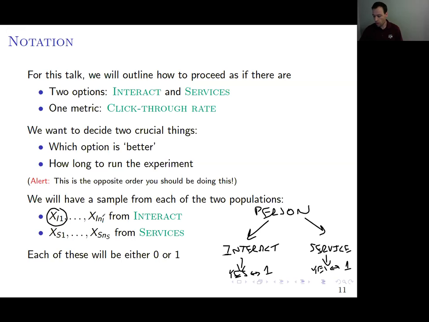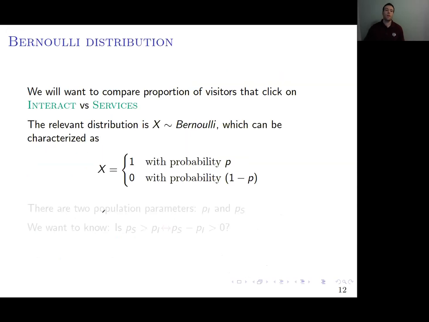So the total number of users that are going to get sent to the interact version of the website is going to be n sub I. Total number to services, n sub s. And those might be the same or they might be different, so you need to kind of choose those. Okay, so we want to compare the proportion of visitors that click on interact versus services.